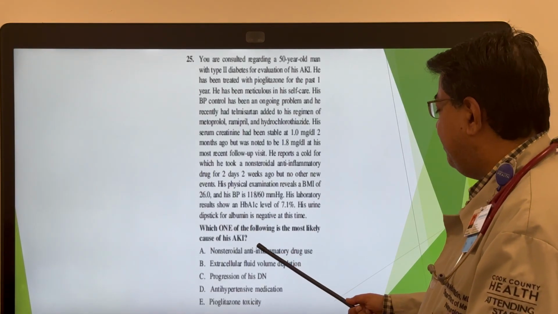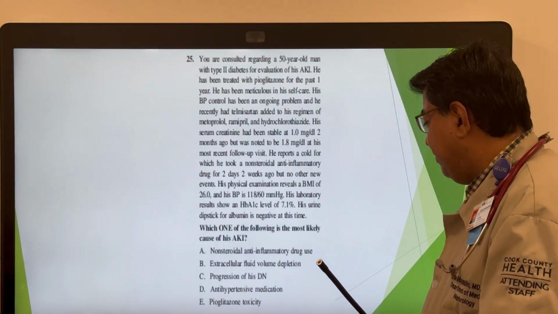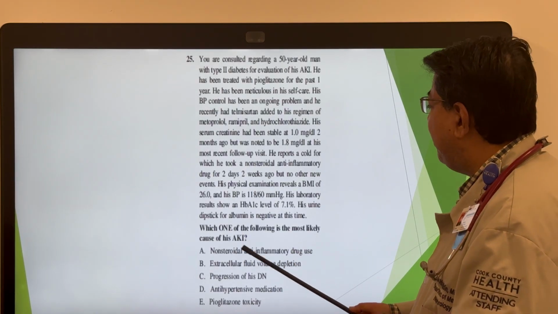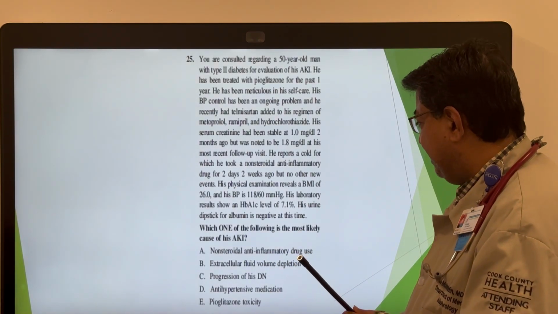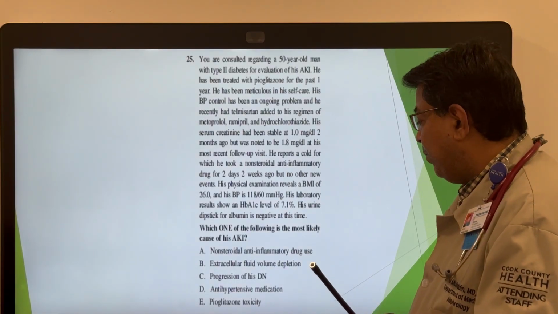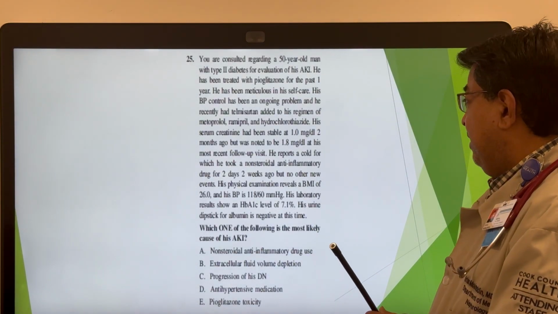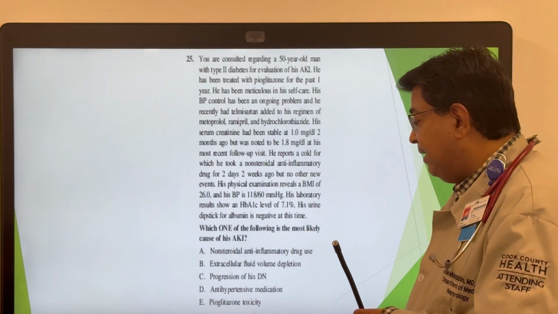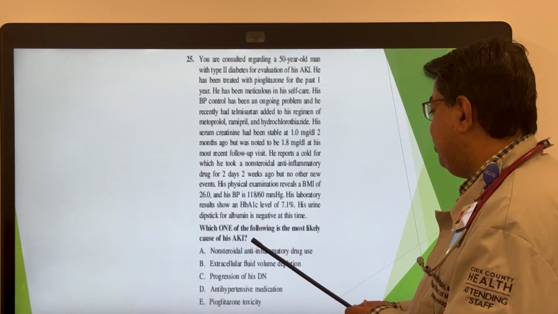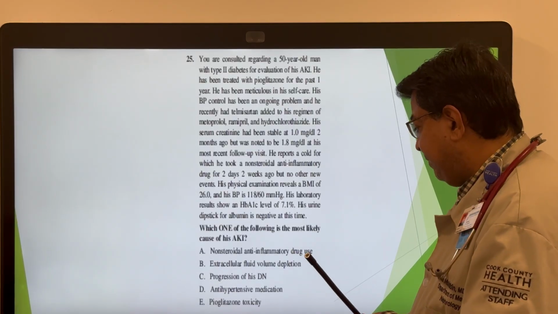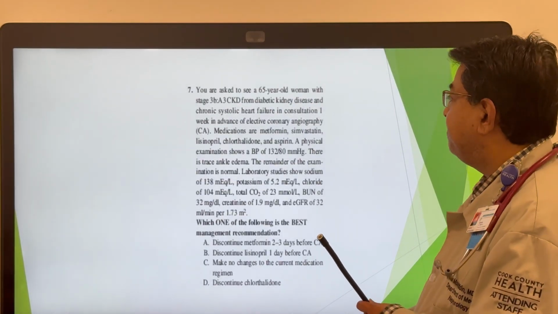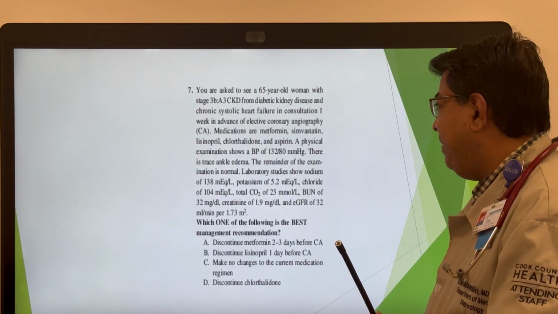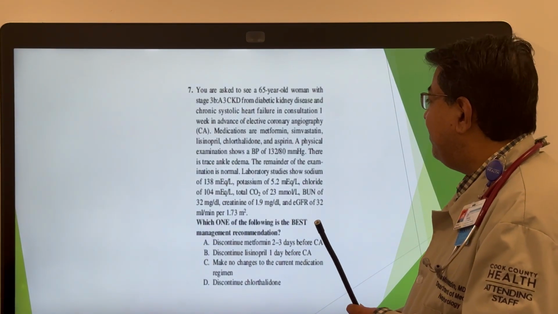There's no evidence that there's extracellular fluid volume depletion here, and progression of his diabetic nephropathy would require more data, and his A1C currently is 7.1. The combination of ACE inhibitor and ARB is not recommended, and that is likely to be the answer for this question. Next slide.